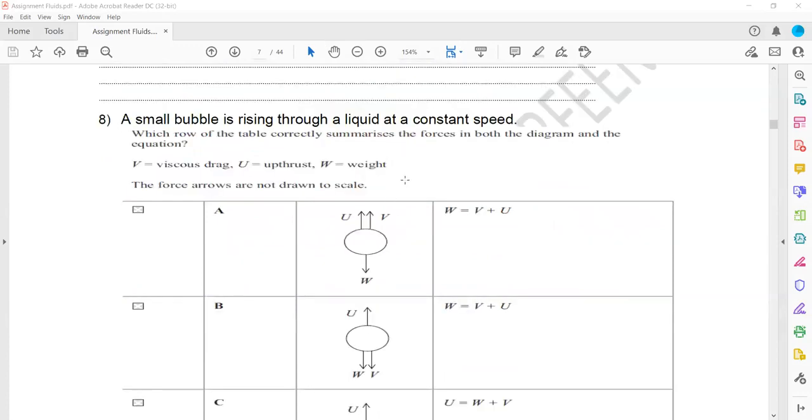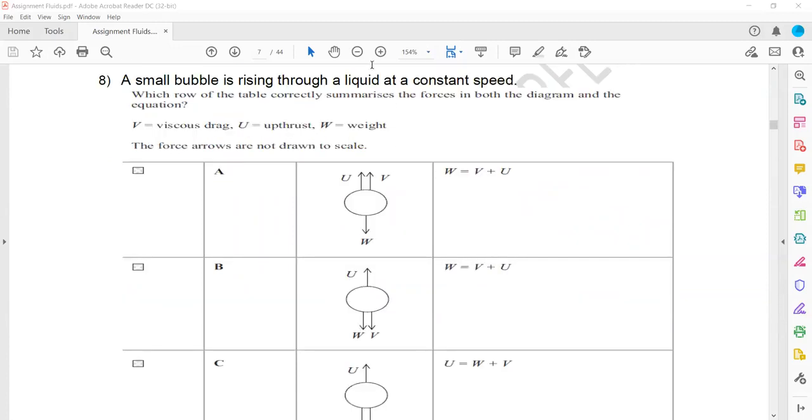So the next one: a small bubble is rising at a constant speed. When something is rising at a constant speed, it means there is no resultant force. And because it is rising, weight is acting downward. Upthrust is acting up. And viscous drag also opposes the motion. If it is moving up, the viscous drag always opposes the motion. So in this example, the drag force or viscous drag will act downward.